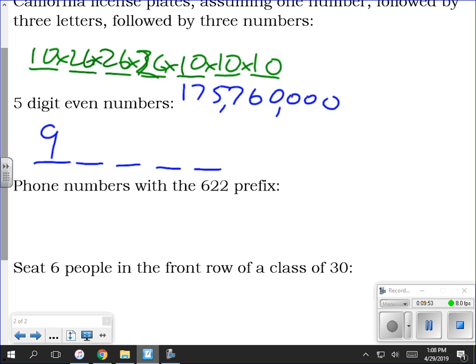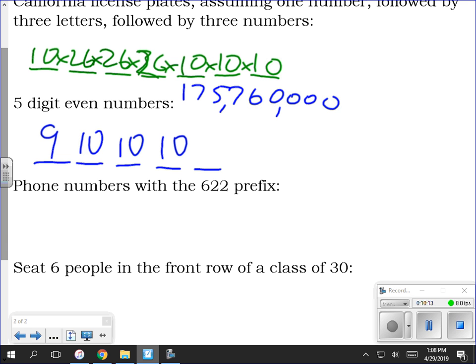How many for the next one? 10, because I can have all 10 choices. I can have 0, 1, 2, 3, 4, 5, 6, 7, 8, 9. I can have 10 choices here. And how many for the next one? 10. Okay. And then the next one? And then the last one.